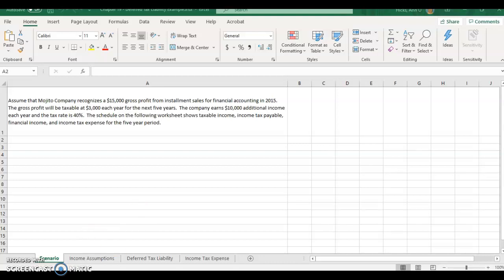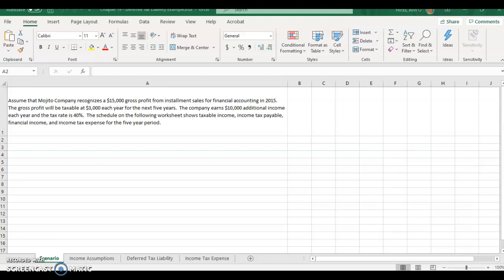Deferred tax liabilities, what we're going to be talking about here, come about when we recognize income for financial statement purposes before we recognize it for tax purposes. So in other words, we're going to recognize income in our financial statements in one year, but we won't be taxed on it until a future year, thereby leading to what's called a future taxable amount and subsequently a deferred tax liability.